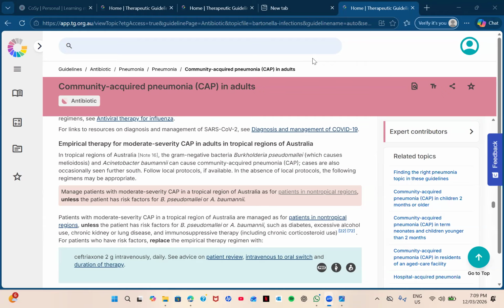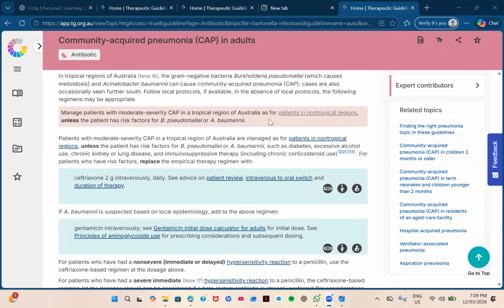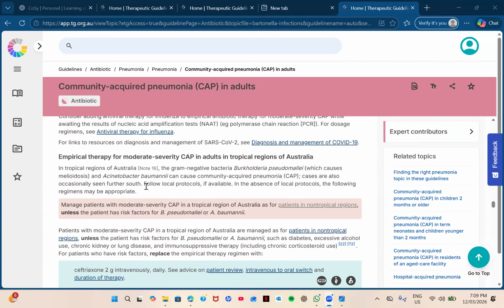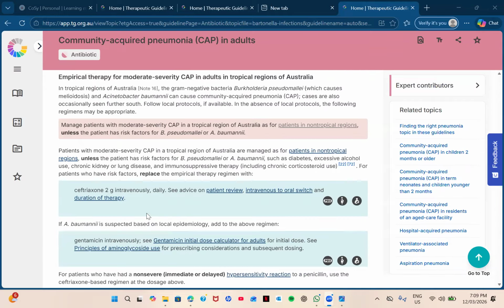Okay, here. In tropical regions of Australia, the gram-negative bacteria Burkholderia pseudomallei, which causes melioidosis, and Acinetobacter baumannii can cause community-acquired pneumonia. Cases are also occasionally seen further south. Follow local protocol if available. In the absence of a local protocol, the following regimen may be appropriate. Here, manage the patient.